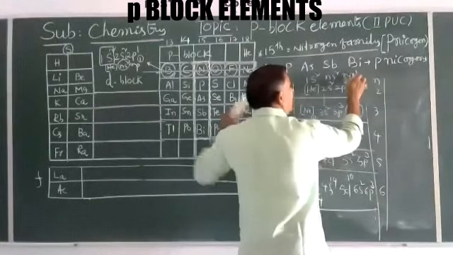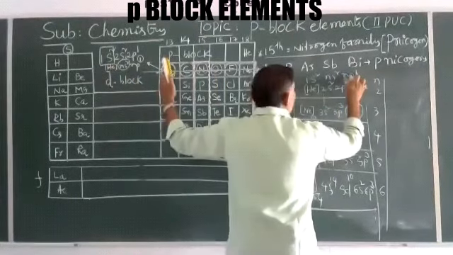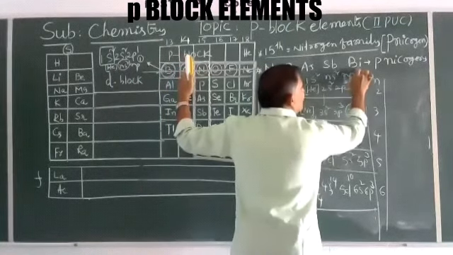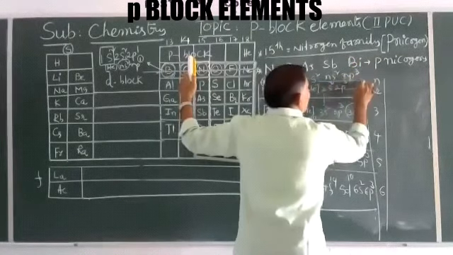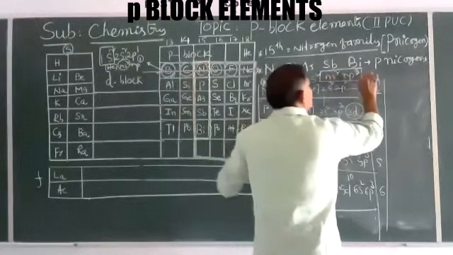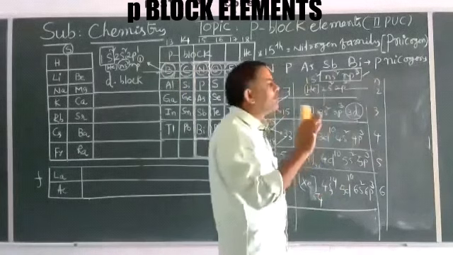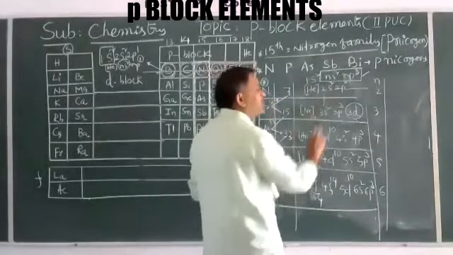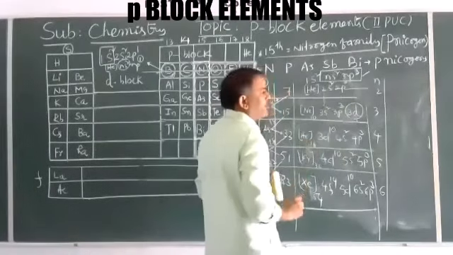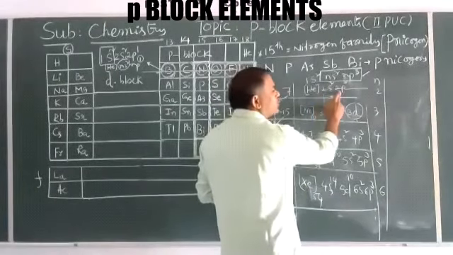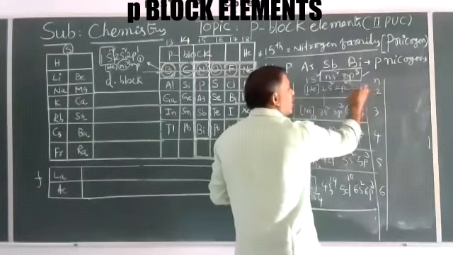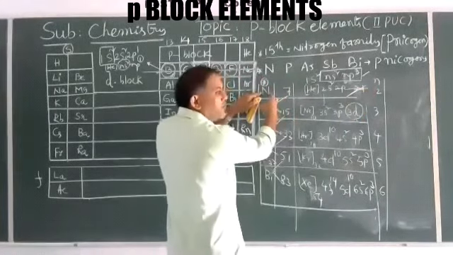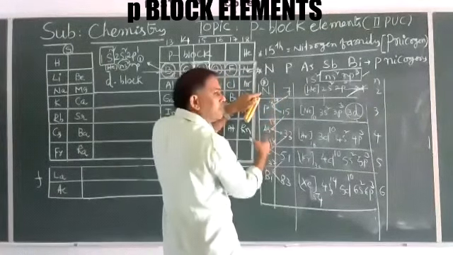ns2 np1 is for 13th group elements, np2 is for 14th group elements, and np3 is for 15th group elements. That's why ns2 np3 is the general electronic configuration of 15th group elements. Based on this general electronic configuration, we have 2s2 2p3, and there is no 2d orbital. That's why nitrogen shows some anomalous, peculiar properties compared with the other members.